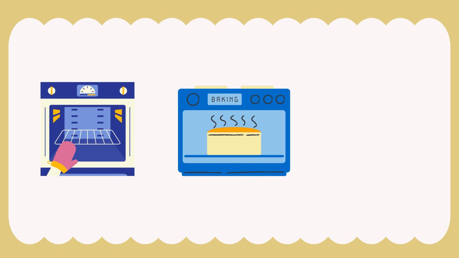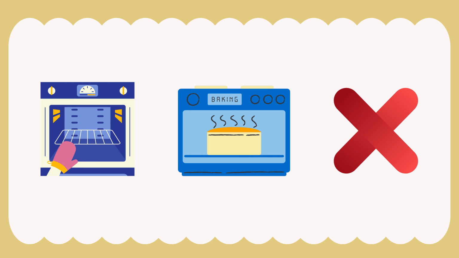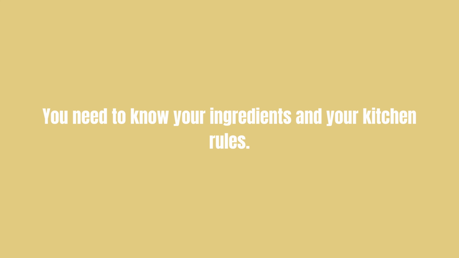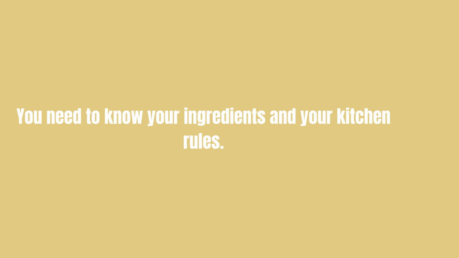Now imagine trying to bake, but the oven door is always open, or sealed shut, or completely disconnected from the kitchen. That's where systems come in: open, closed, isolated. They define what can and can't cross your system boundary: heat, mass, energy, even chaos. Before you cook up any thermodynamics magic, you need to know your ingredients and your kitchen rules. So let's break it down.